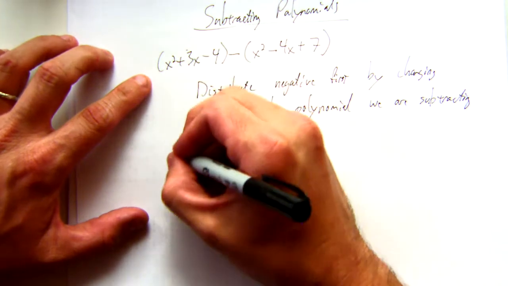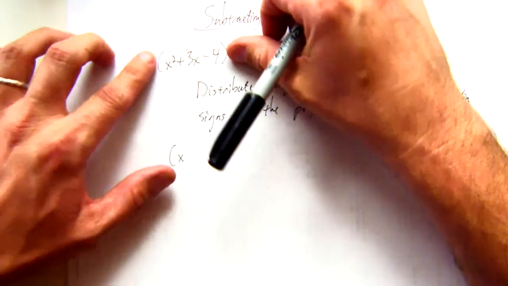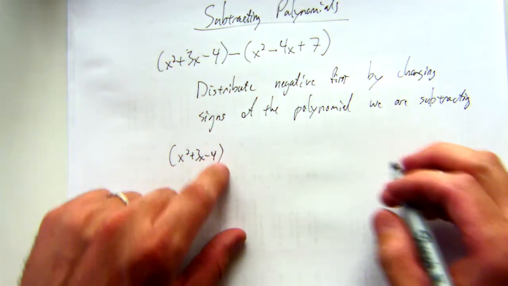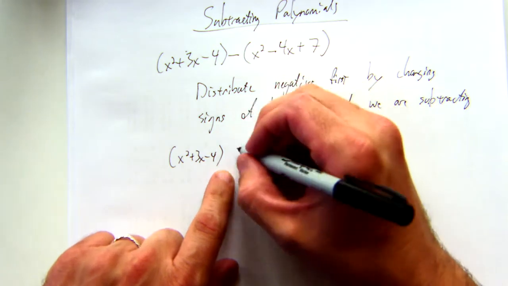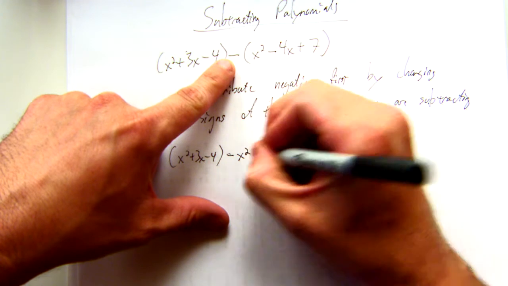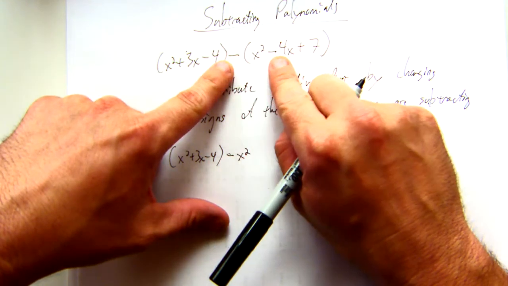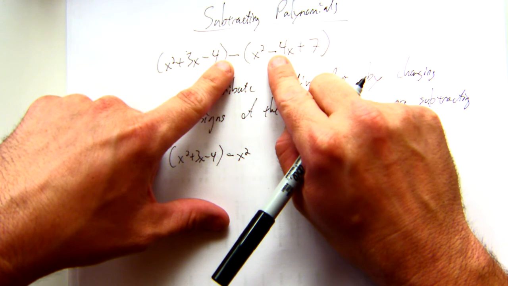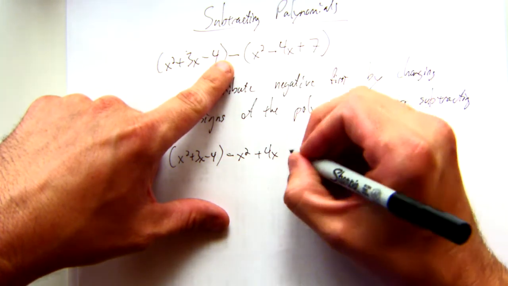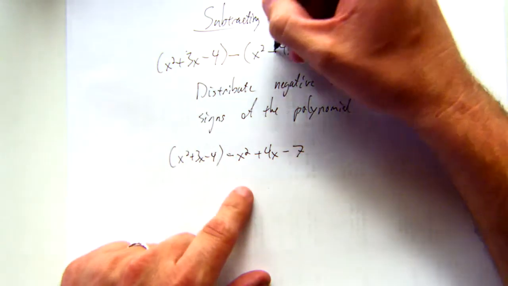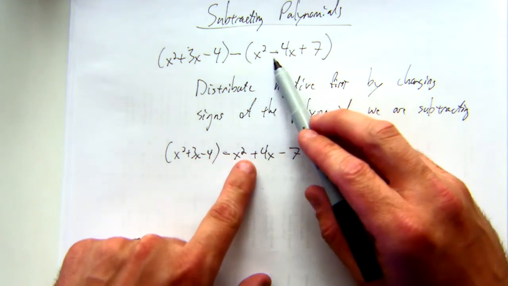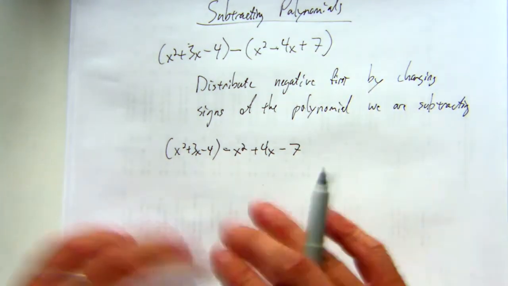So I'm going to keep my first polynomial. I'm not doing anything with that one. It's still going to be an x squared plus 3x minus 4. But then when I distribute the negative, this is going to be minus times a positive. This is going to be a minus x squared. Negative times a negative is going to turn this into a positive. And then a negative times a positive, that's going to still be a negative. So you just change the sign of every term in the second polynomial. This one becomes negative, this one becomes positive, this one becomes negative. Now we can combine like terms.